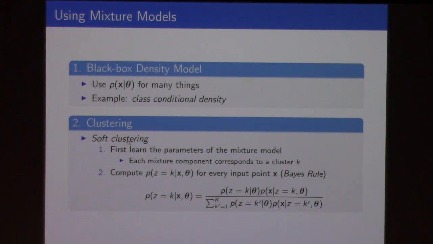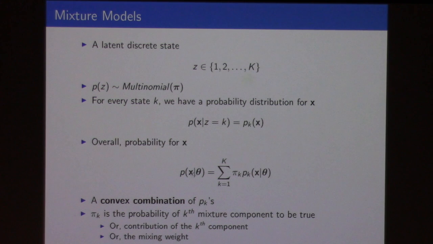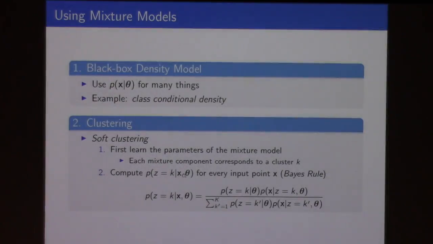And another use, as I said earlier, is to use it for soft clustering, because what you can do with this model is, after you compute P of x given theta, you can apply Bayes rule to it. So we know what this is, and we know what P of z is, which means that we can apply Bayes rule and compute what is P of z equal to k given x, right? We know how to do that. And with that, we will be able to do our probabilistic clustering or our soft clustering.